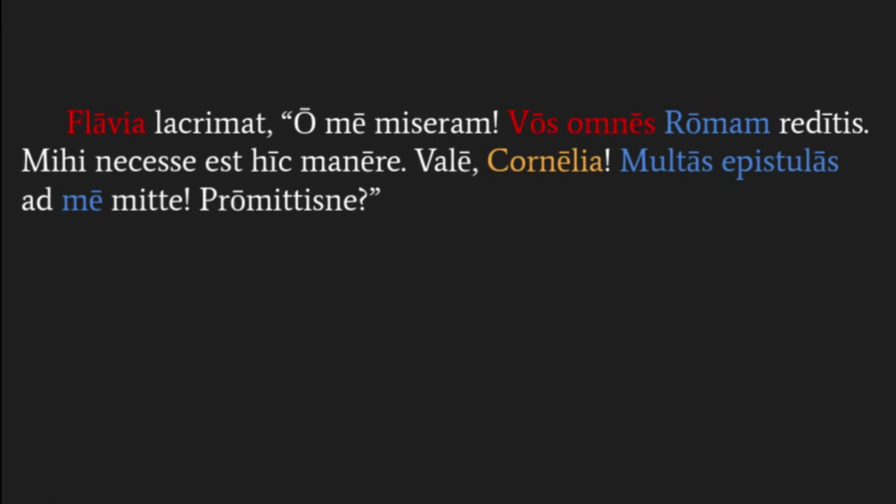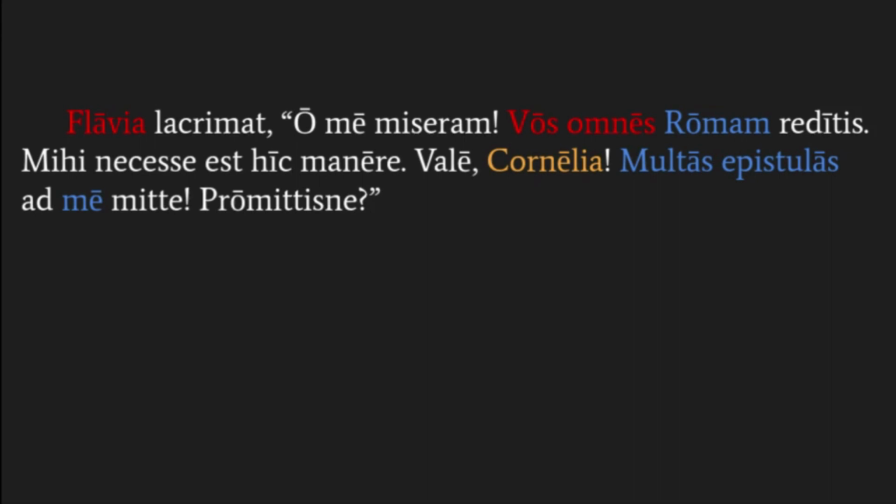Then you have Flavia lacriman, right? So Flavia cries. O me misera, right? Poor me. Oh, miserable me. Vos omnes Romam reditus. She says, you all, vos omnes, all of you, are returning, reditus, right? Romam, to Rome. Mihi necesse est hic manere. She says, it's necessary, necesse est, for me, mihi, hic manere, to remain here, right? Hic is here, and manere is to remain. She says, vale Cornelia, right?